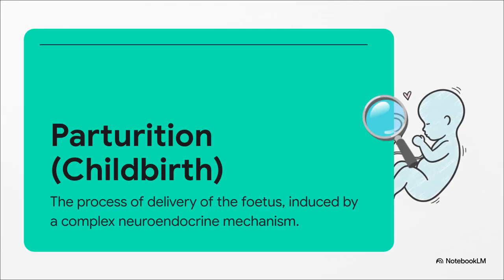The grand finale of this journey is parturition, or childbirth, and it's just this amazing example of a biological feedback loop. It all starts with signals from the fully developed fetus, which cause some mild uterine contractions, which in turn trigger the release of a hormone called oxytocin. Oxytocin then causes even stronger contractions, which releases more oxytocin. This powerful cycle just builds and builds on itself until the baby is finally delivered.